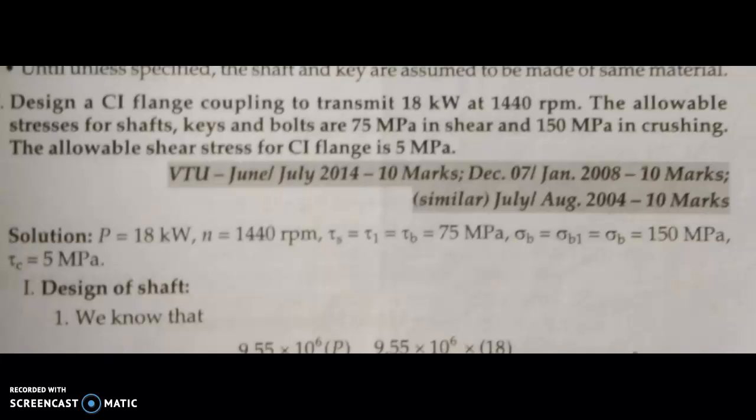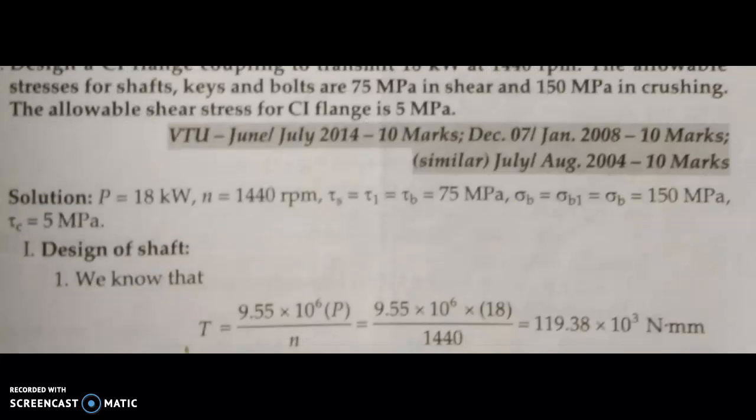First, design for the shaft. Here the given parameters we can write as: P is equal to 18 kW, N is equal to the speed, that is 1440 RPM, tau S, or we can denote it as tau 1 or tau B, all are 75 MPa in shear. Then sigma B1 we can write as 150 MPa. Then tau C, that is for the flange, is 5 MPa. Now we can design the shaft.